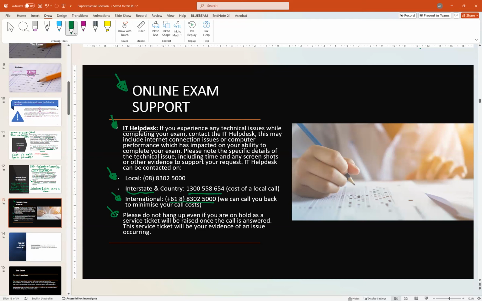Please don't hang up even if you are on hold, as the service ticket will be raised once the call is answered. The service ticket will be your evidence if an issue occurs. So this is just a formal thing. If you call them and they ask you to wait, you can wait until they fix your problem. This will be your evidence that you already faced a problem. Anyway, we'll try it. If any problem happens, just let me know as well. I will try to help, but if it is a technical problem like any of this, I can't help with it.